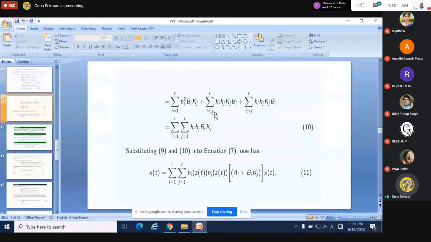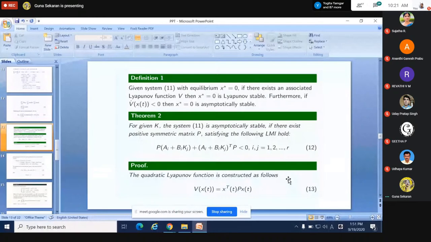Another case is the summation i less than j, or equal to 1, and h_i h_j K_j B_i, plus another case, the summation i bigger than j, h_i h_j K_j B_i. That means totally we can modify it as the summation i ranges 1 to r, summation j ranges 1 to r, h_i h_j B_i K_j. We can substitute in equations 9 and 10 to get the closed loop system. We have x dot equal to the summation i from 1 to r, j from 1 to r, h_i(z(t)) h_j(z(t)) (A_i plus B_i K_j) x(t).